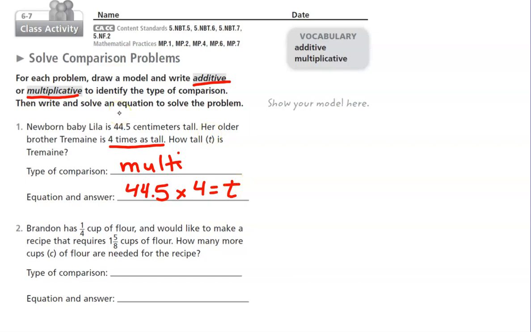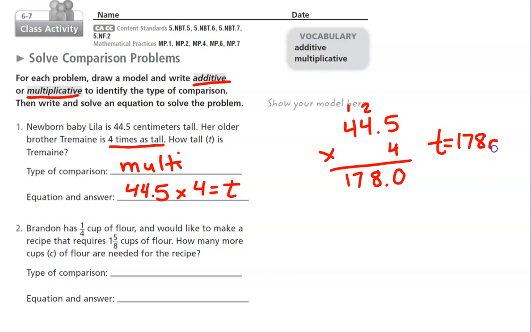Well, then it actually says I need to solve that problem. So I'm going to come over here off to the side. I'm going to stack this problem, and I'm going to multiply it. Good news is that I don't have to worry about decimals till the very end. So 4 times 5 is 20. Carry my 2. 4 times 4 is 16, plus 2 is 18. Carry the 1. And then 4 times 4 is 16, plus 1 is 17. I had one number after the decimal point, so I need one number after the decimal point. So that tells me my answer is that T equals 178 centimeters.